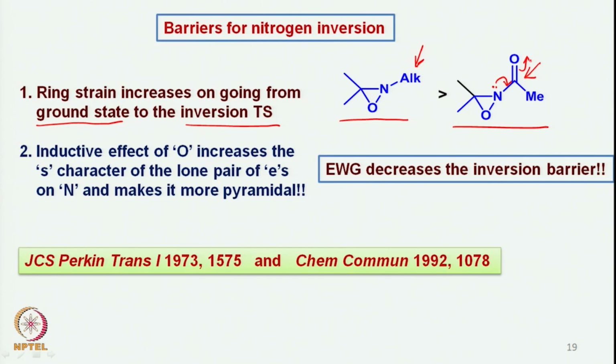At the same time, the inductive effect of the oxygen increases the s character of the lone pair of electrons on nitrogen and makes it more pyramidal. So, that is another property of this type of oxaziridines. Basically, this is just to illustrate what kind of properties these oxaziridines can have.